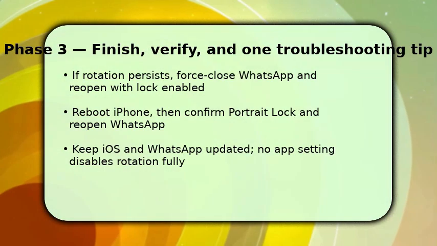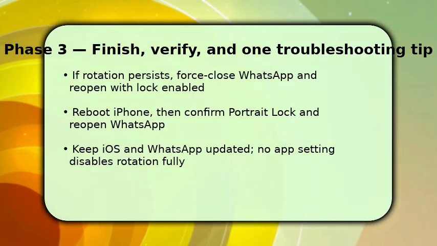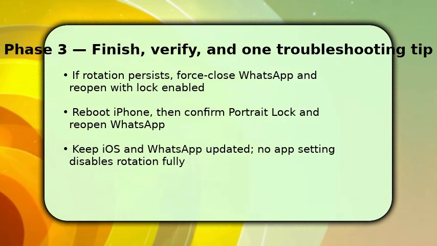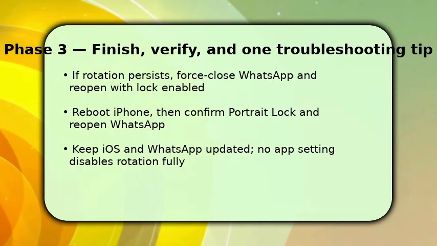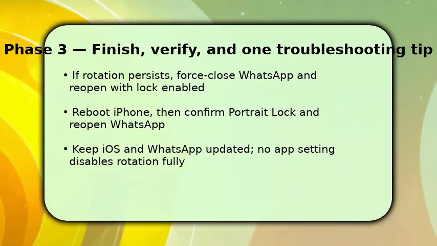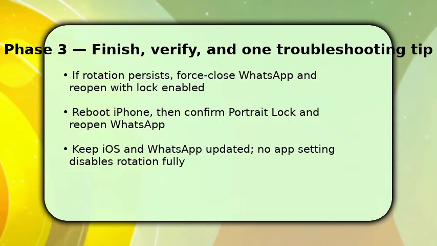To finish, if the screen still rotates, force close WhatsApp and reopen it with portrait orientation lock already on. If that fails, reboot the iPhone. After restart, enable the lock and relaunch the call. Make sure iOS and WhatsApp are up to date. There's no WhatsApp setting that permanently disables rotation, so the system lock is the only consistent solution.